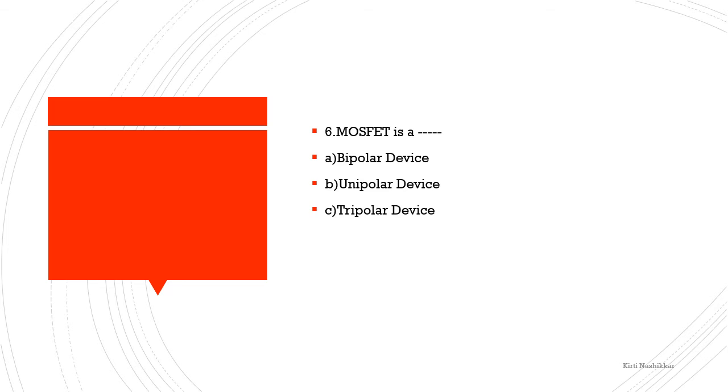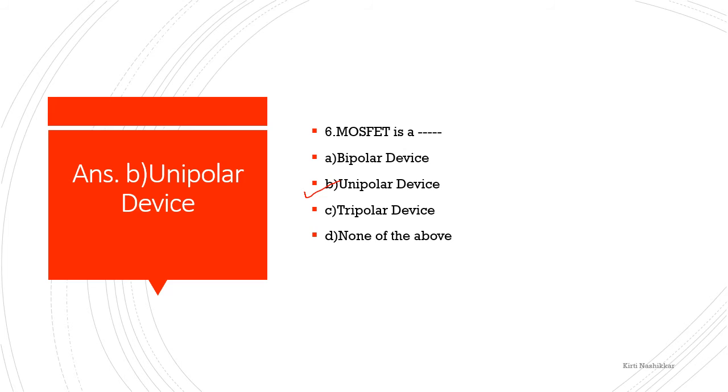MOSFET is a bipolar, unipolar, tripolar device, or none of the above. We know that the current in a MOSFET is only because of the majority charge carriers, and that's why we can call it a unipolar device. Option B is the correct one.